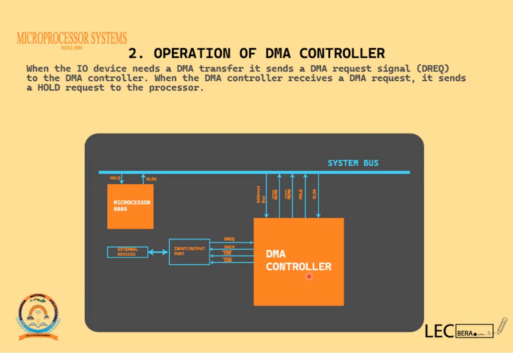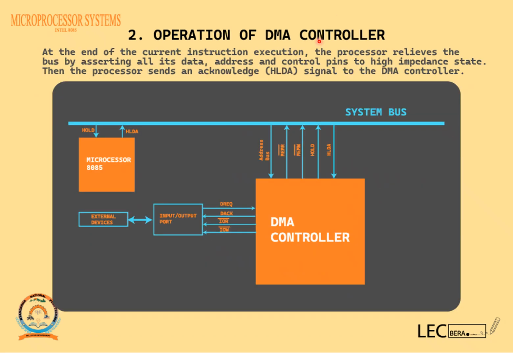So that's the first phase. Send DREQ, DMA will send the hold signal, and that hold signal will be received by the microprocessor. You remember the hold signal on the side of the microprocessor is connected to the ground by default. So anytime we receive a high signal on this pin, the microprocessor is going to suspend all its operation, and then it's going to relinquish the system buses back to the DMA controller. So that's the first phase.